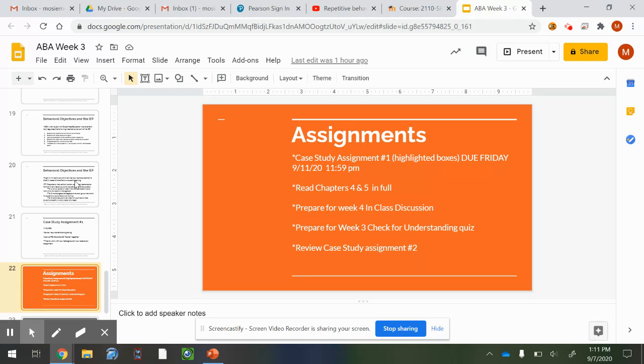For next week, you'll need to read chapters 4 and 5 over data collection and how to show that data, preparing for the week 4 in-class discussion. We will take our week 3 check for understanding quiz next week. And if you want to look over case study assignment number 2 and have an idea of what that looks like in your mind before we meet next week, that'll give you a little head start.